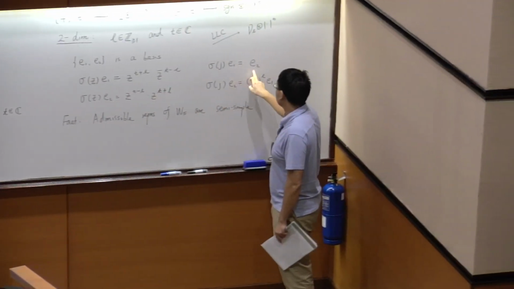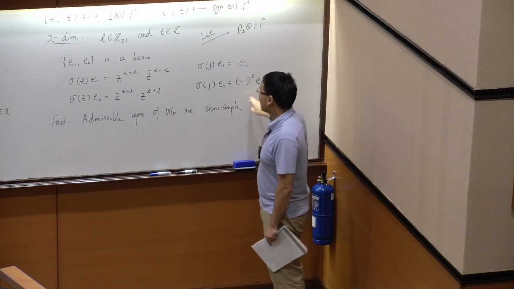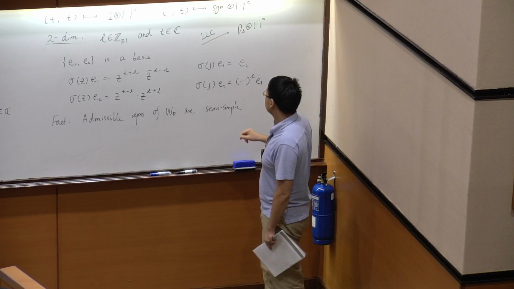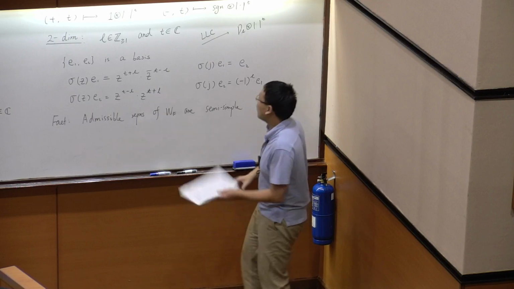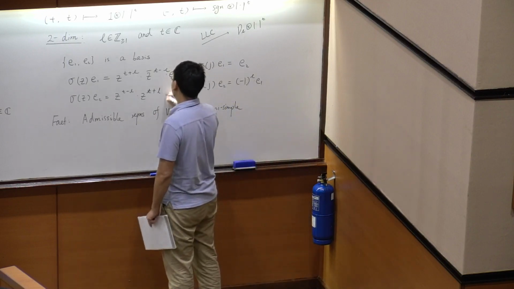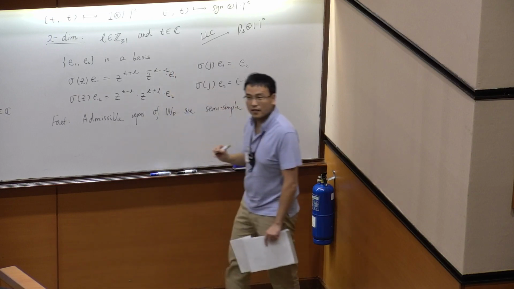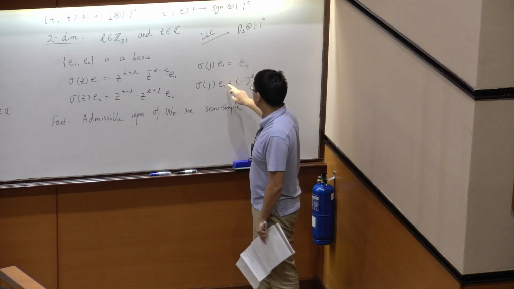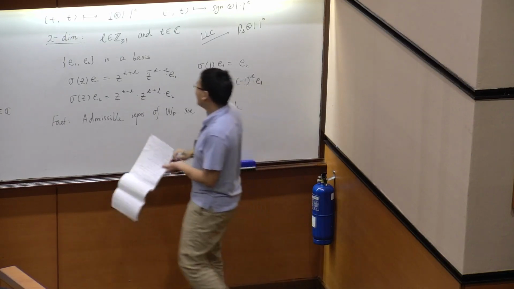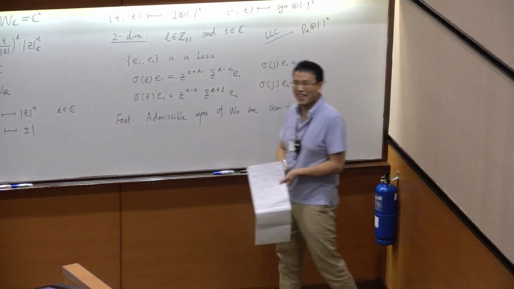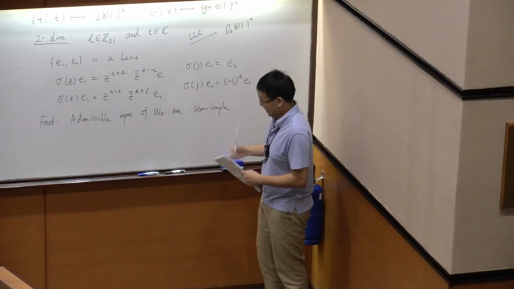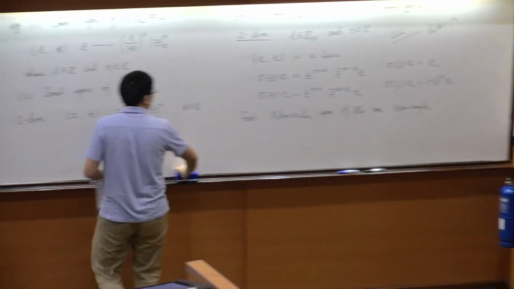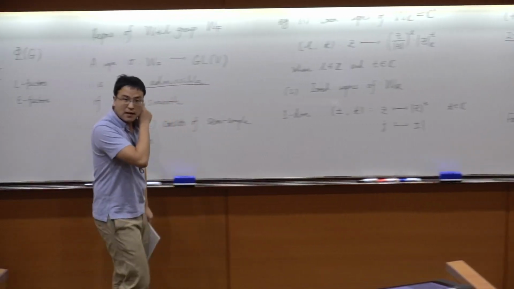Sigma J E1 goes to E2, E2. The J, you mean this one? Yeah, it's symmetry. Thank you, sorry. Okay, so all these cases give us the Archimedean case.